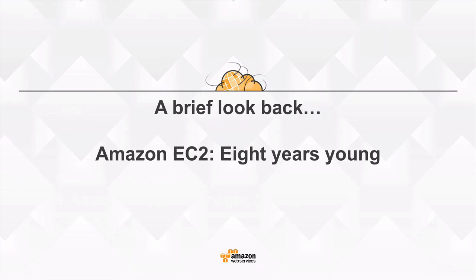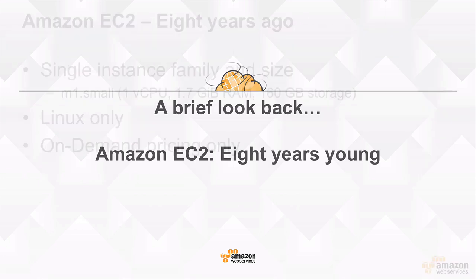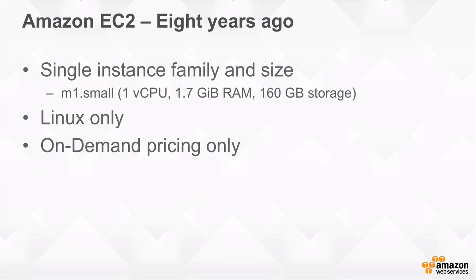EC2 is a service that's actually been around for quite a while. It's one of the first services that Amazon Web Services launched back in 2006. That was when the beta started for EC2. And over the course of that period, it's a service that's evolved a lot. You may not know this, but when we launched, we only had a single instance family and a single size. It was Linux only.